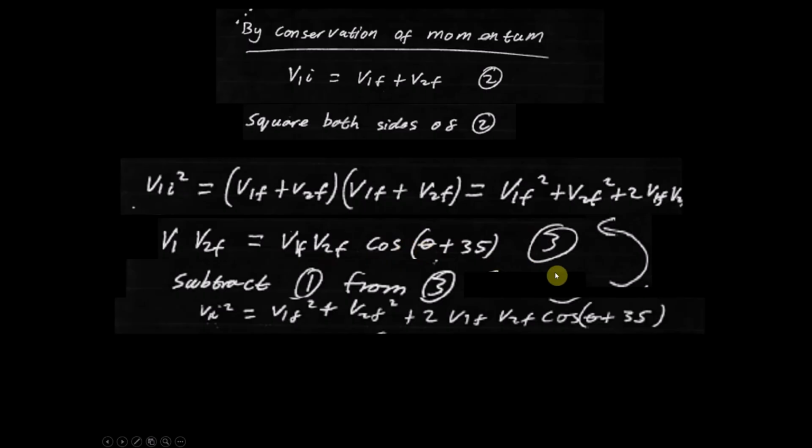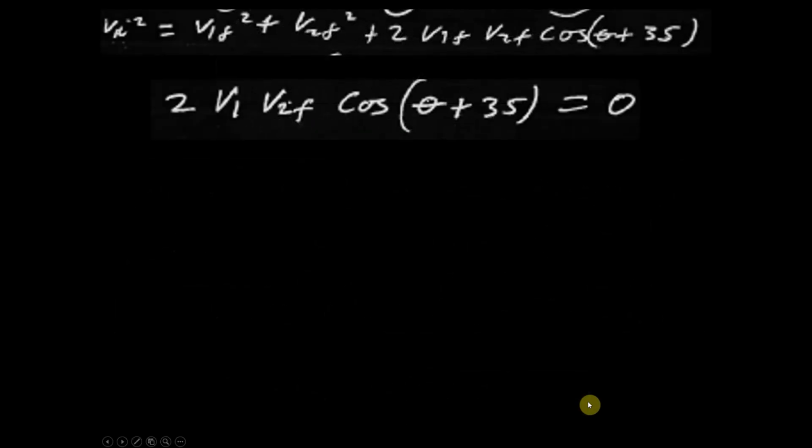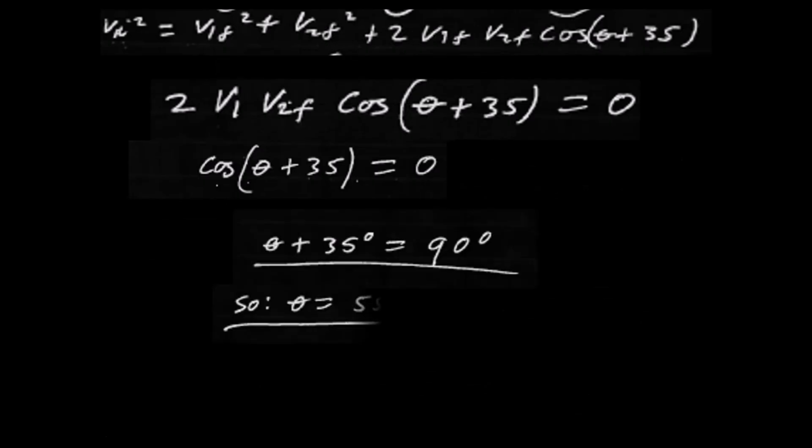This, remember, is going to come from here. And it'll give us this: 2 vi times v2f cos(theta plus 35) is 0 for a conserved energetic case. Taking that now, we can say cos(theta plus 35) is equal to 0. That means theta plus 35 has to be equal to 90. So theta is 55 degrees. That's a very long-winded way of going about this and ending up with the answer of 55 degrees.